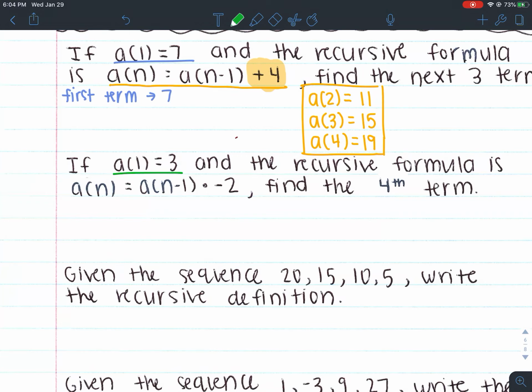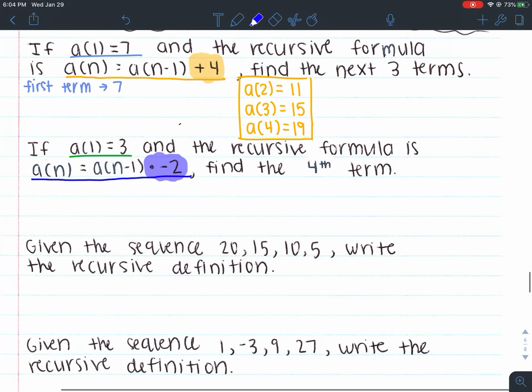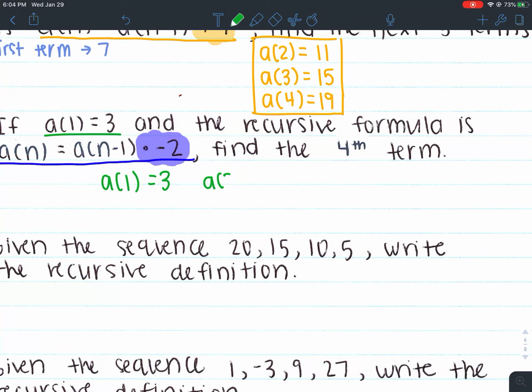Now, they gave me the recursive rule as well. A of n equals a of n minus 1 times negative 2. But the only thing that's super important here is that very last part, because everything else is always the same. It's telling me that to get from term to term, I'm going to multiply by negative 2. Well, they already gave me the first term, which is 3. Okay, so let's find the second term.